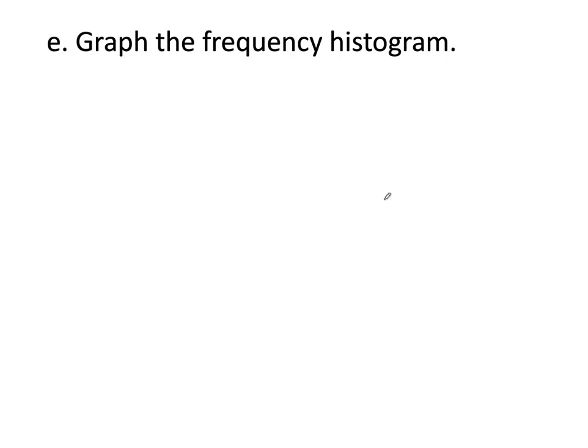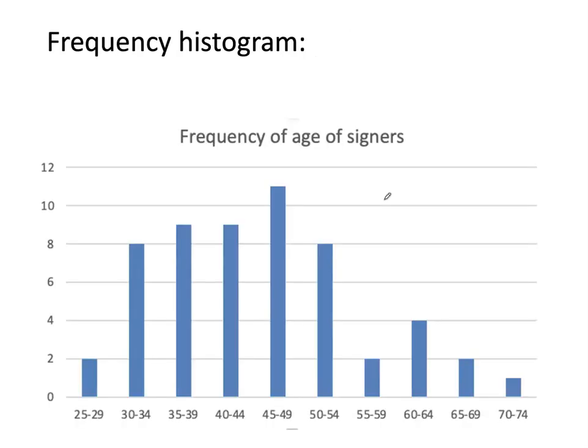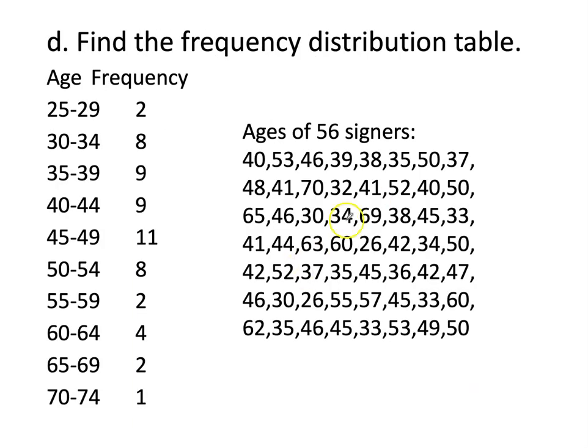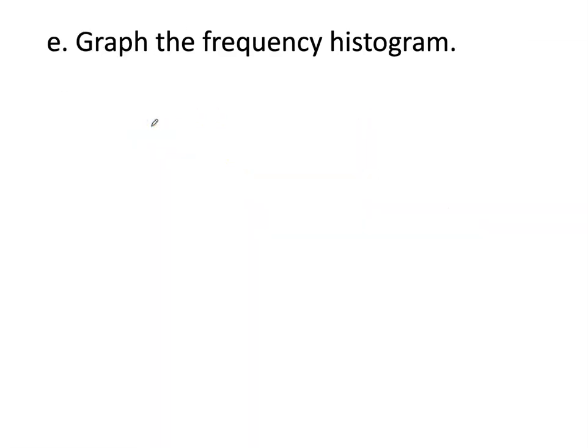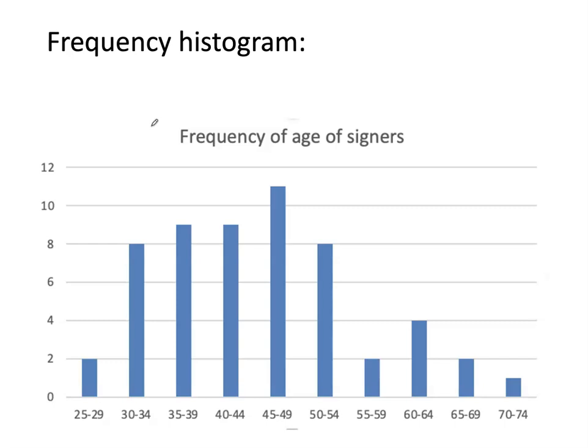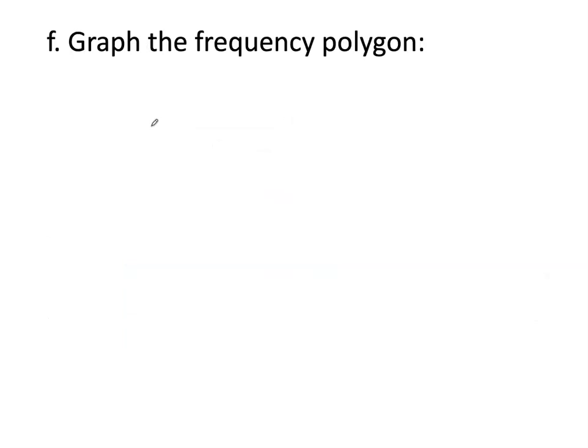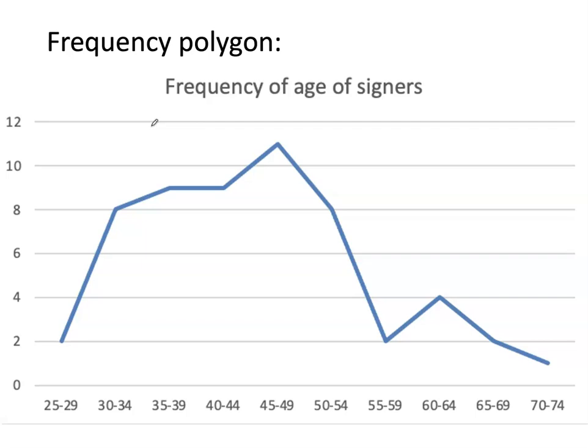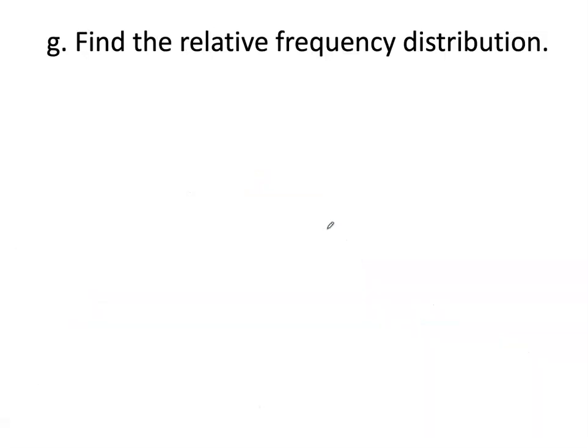Okay, let's graph the frequency histogram based on this table. Again, you go to the table, you graph these in a histogram, and we end up with something that looks like this. Excel can do that for you. This is the frequency of the age of the signers. Graph the frequency polygon. So again, they're not going to be bars. It's not a histogram. Instead, you would just connect these with line segments. That's why it's called a frequency polygon. You end up with a polygon.